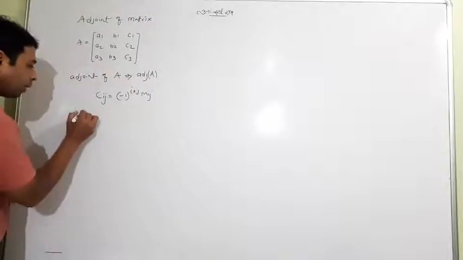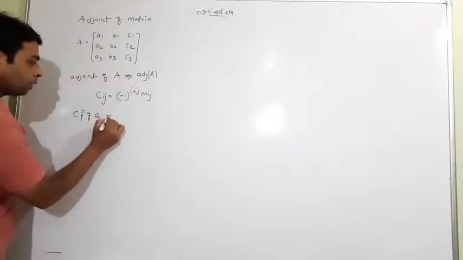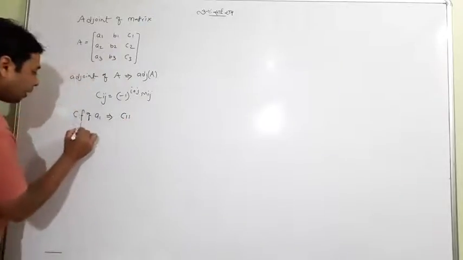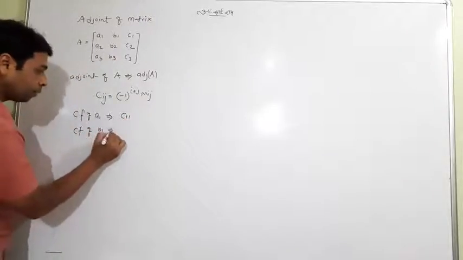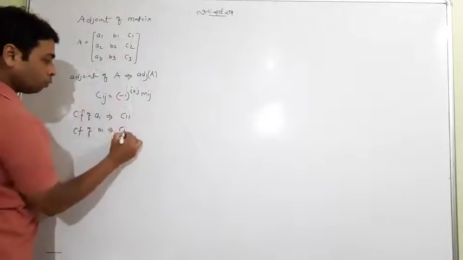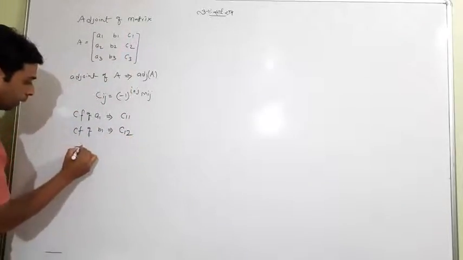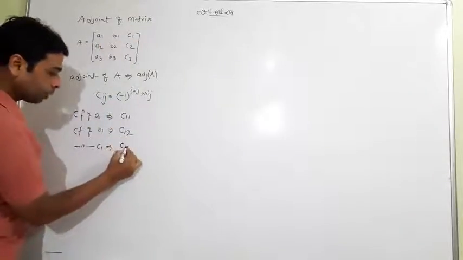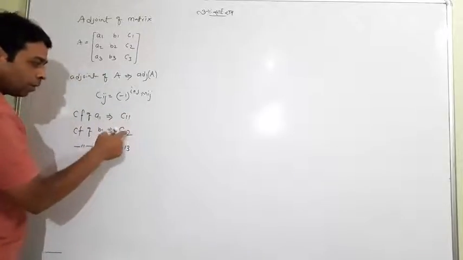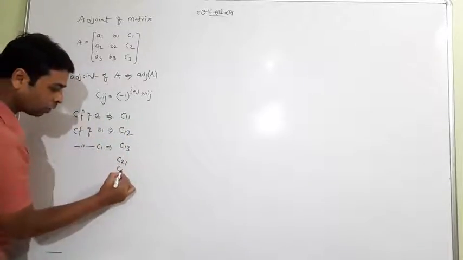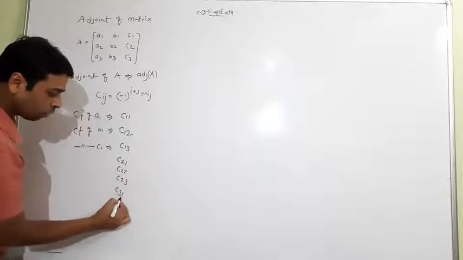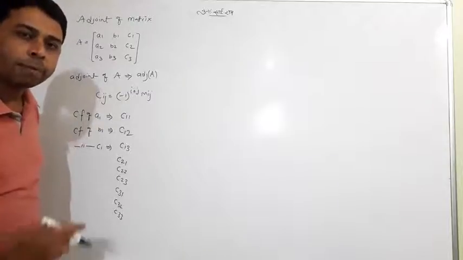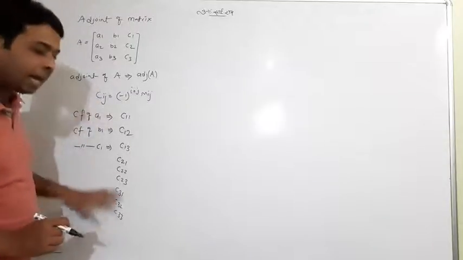Meaning, you have to find the cofactor of A1, which is called C11. You have to find the cofactor of B1, which is called C12. You have to find the cofactor of C1, which is called C13. And similarly, C11, C12, C13, C21, C22, C23, C31, C32, and C33. It's a lengthy procedure. You have to find the cofactors of all the elements.